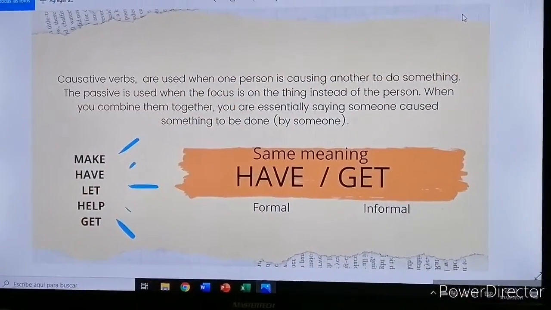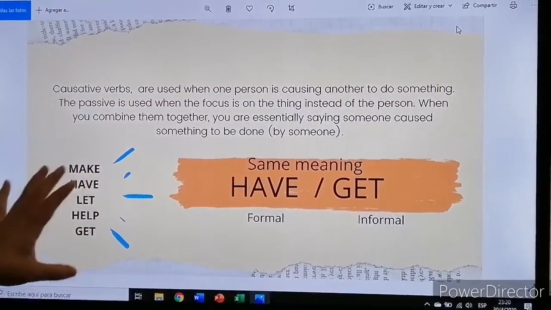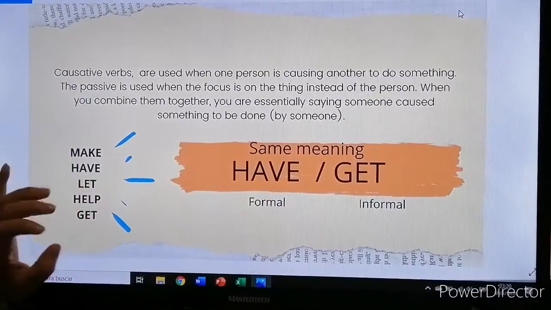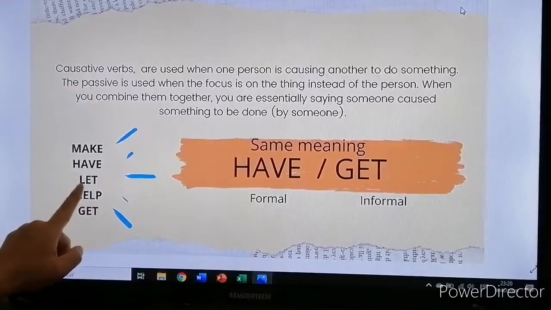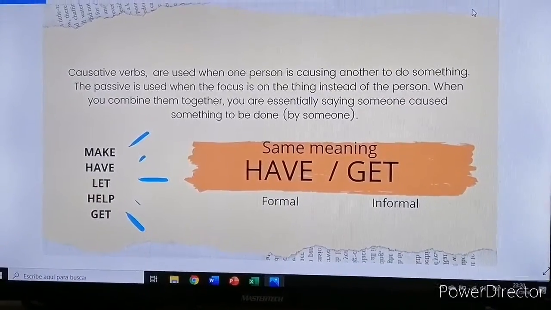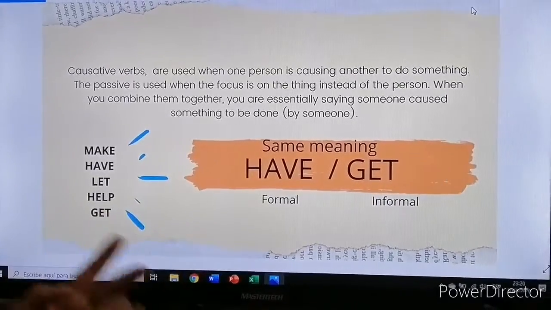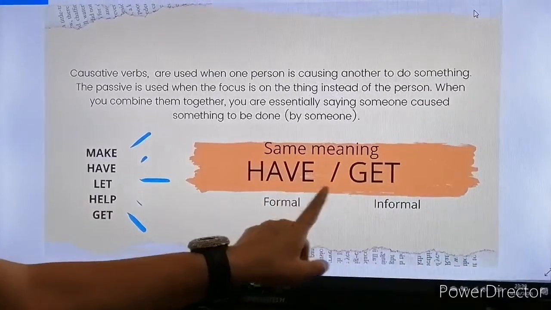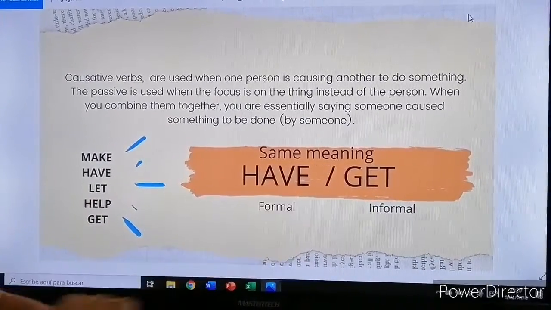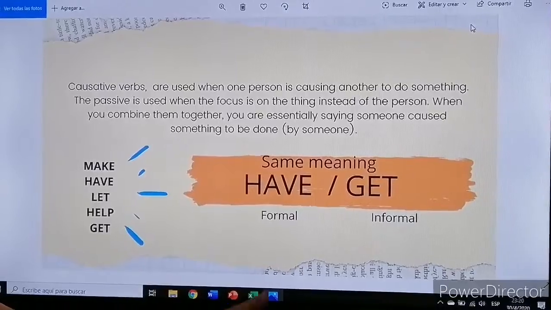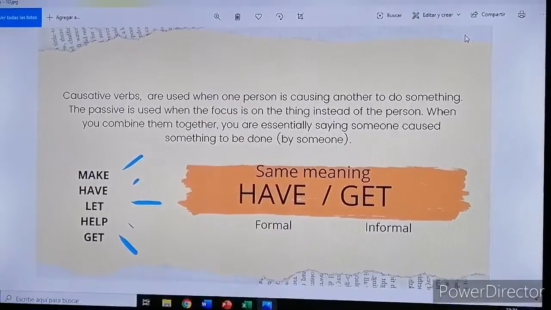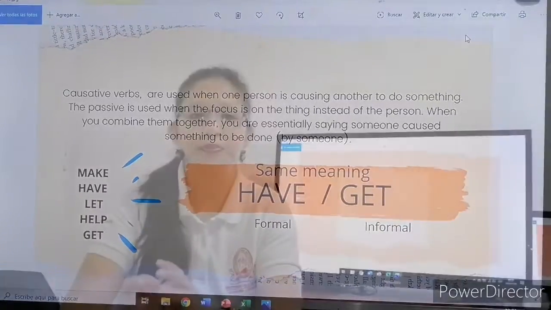In a passive causative, we have a lot of verbs. For example, make, have, let, help, and get. But today we're going to focus on just have and get. Both have the same meaning, but the difference is that have is more formal, while get is informal.